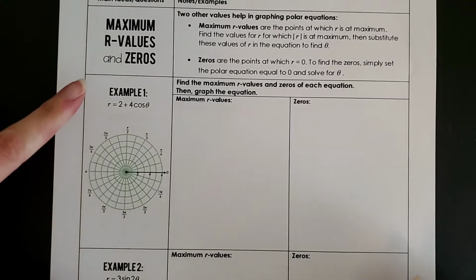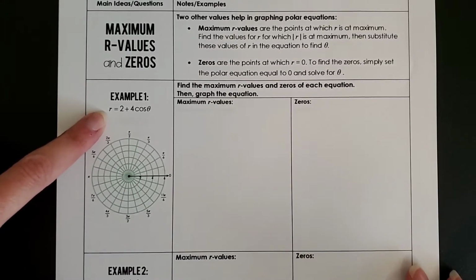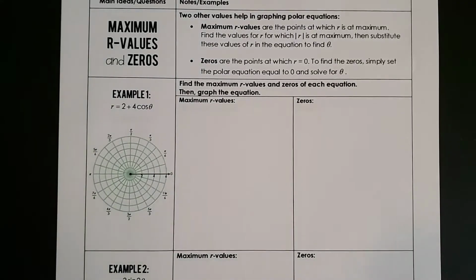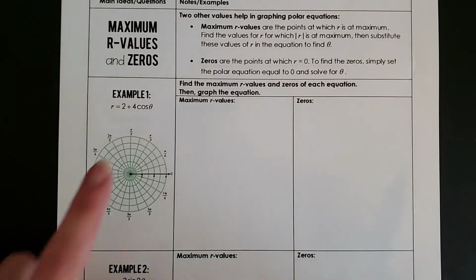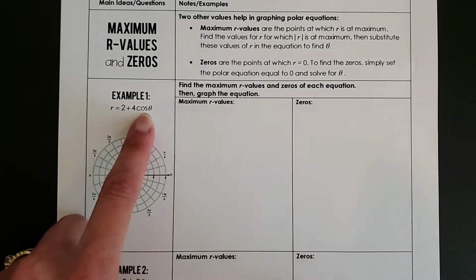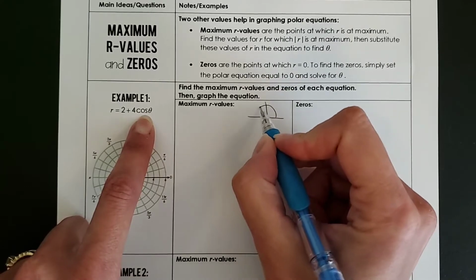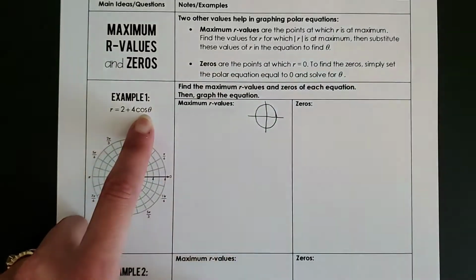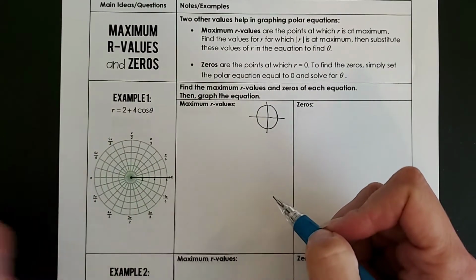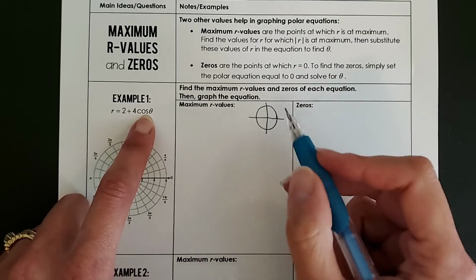So let's take a look at example 1 here. R equals 2 plus 4 cosine theta. Now what we're going to do is think about this cosine function in here. If you think about the cosine, I'm going to draw myself a nice little unit circle just for a visual reference. The cosine has a maximum and a minimum value. It bounces between -1 and 1.